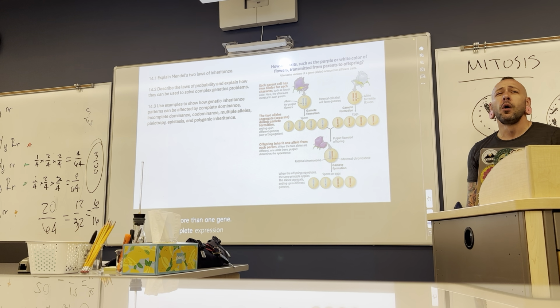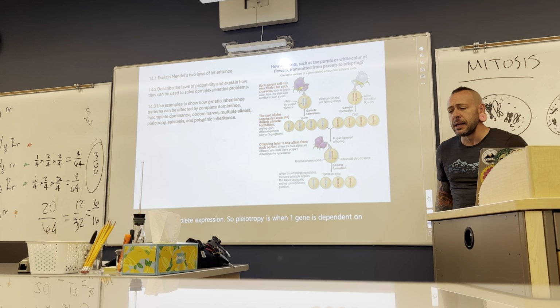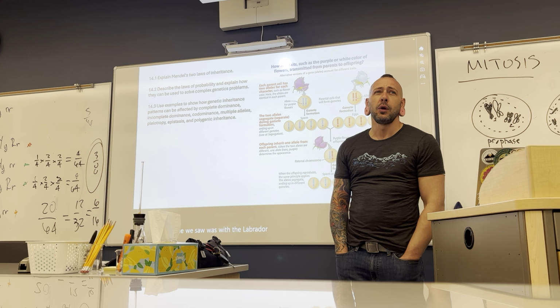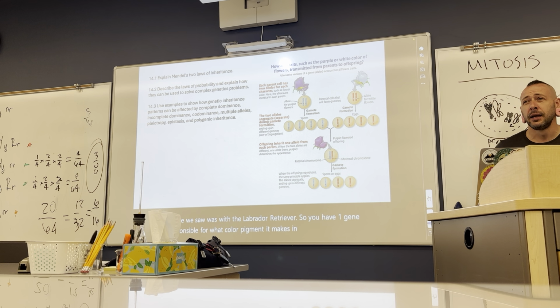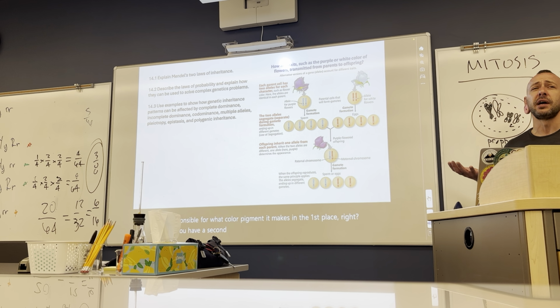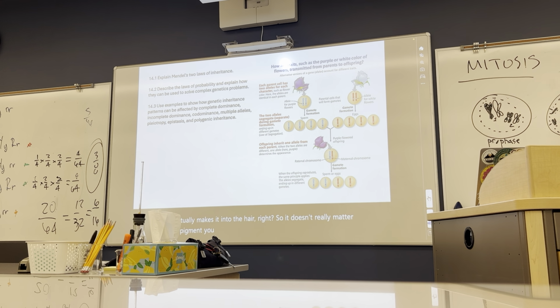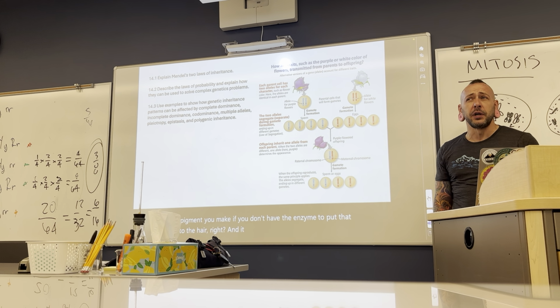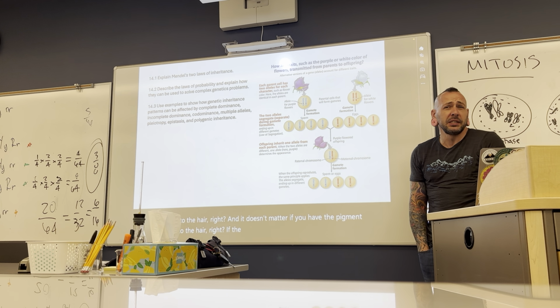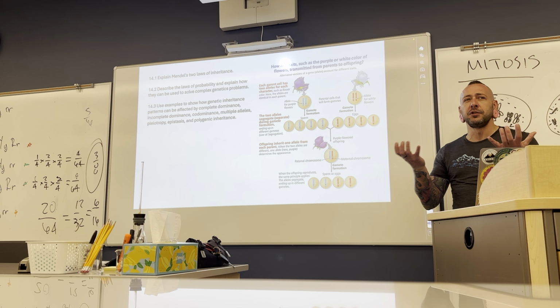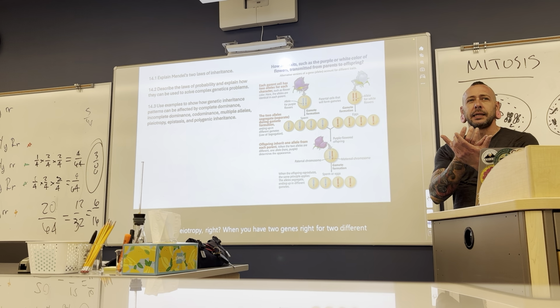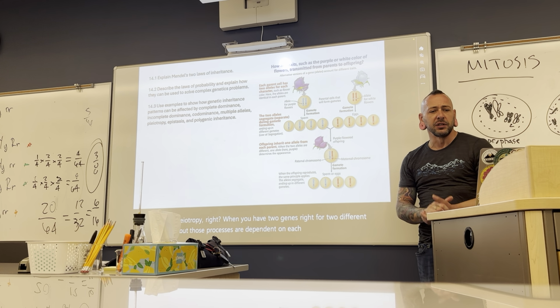So pleiotropy is when one gene is dependent on another. The example we saw was with the Labrador Retriever. You have one gene that is responsible for what color pigment it makes in the first place, and a second gene that determines whether or not that pigment actually makes it into the hair. It doesn't matter what color pigment you make if you don't have the enzyme to put that pigment into the hair. And it doesn't matter if you have the enzyme if the gene that makes the pigment doesn't make it in the first place, because there's nothing to put in the hair. So that's pleiotropy, when you have two genes for two different processes, but those processes are dependent on each other for the final phenotype.